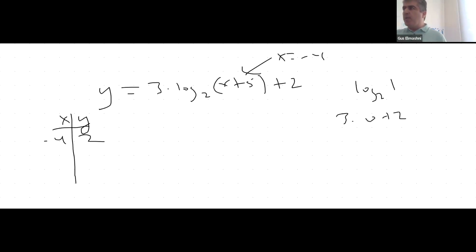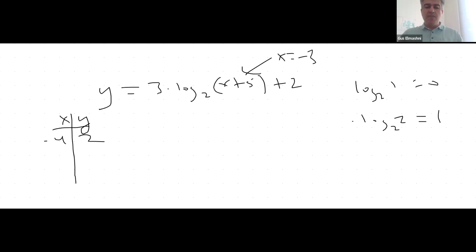I have to go higher. I can't go lower. So how high do you go? That's the part that might be a little challenging. But if you think about it, what's the next log I can evaluate in base 2? I did log base 2 of 1, which I know is 0. What if I do log base 2 of 2? I know it's 1, right? So x has to be -3 to make that happen, because -3 plus 5 gets you 2.